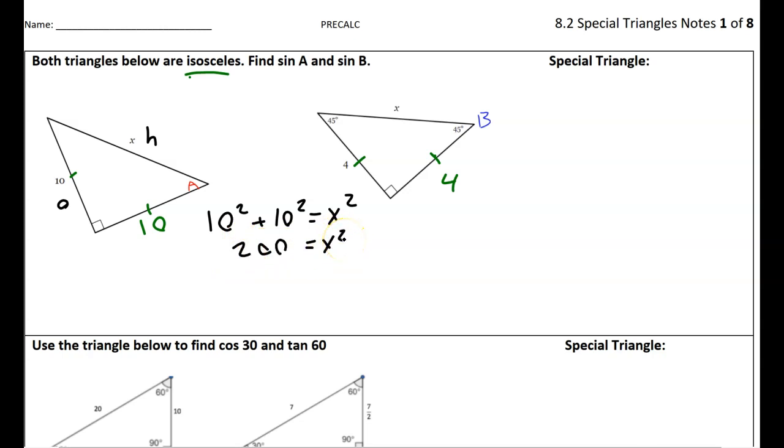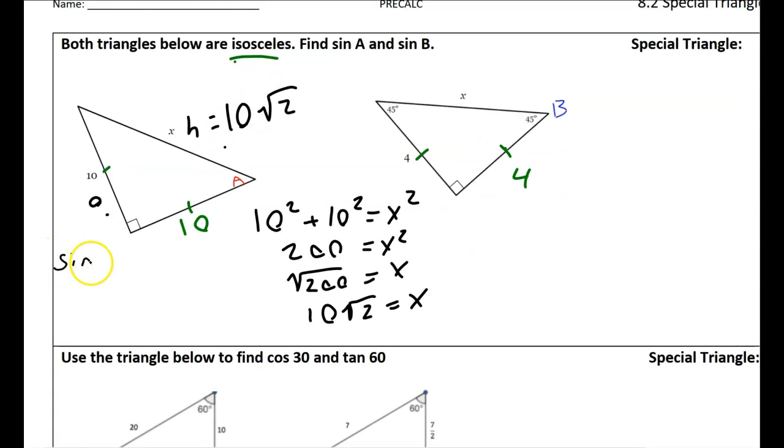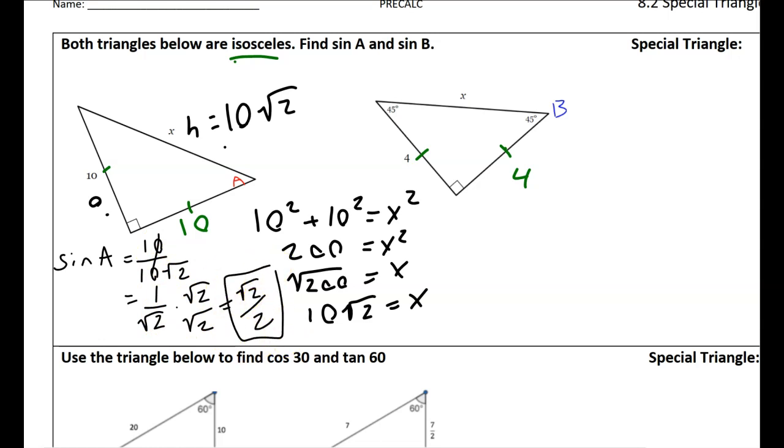So I'm going fast here, but this is just the Pythagorean theorem. And then the square root of 200 would be x. And then I'm going to simplify that. So that's equal to 10 times the square root of 2. So that is my hypotenuse, 10 root 2. And then sine of A would be opposite over hypotenuse, which is 10 over 10 root 2. And look what happens here. And then we can rationalize, and we get root 2 over 2.